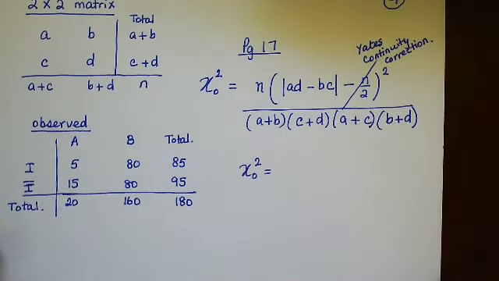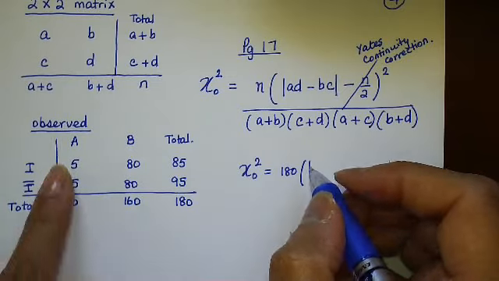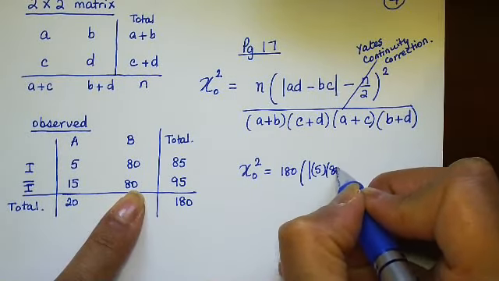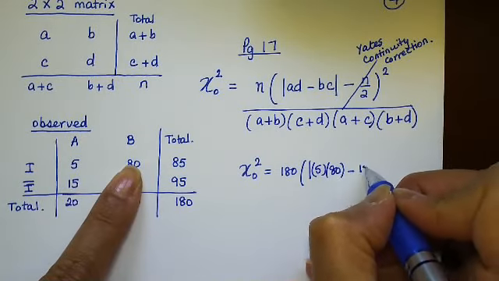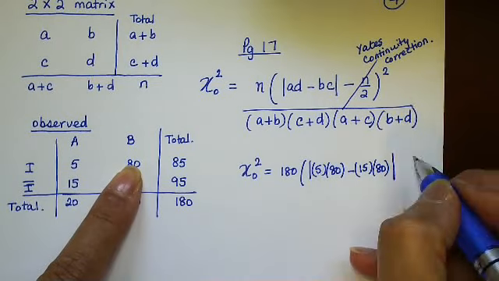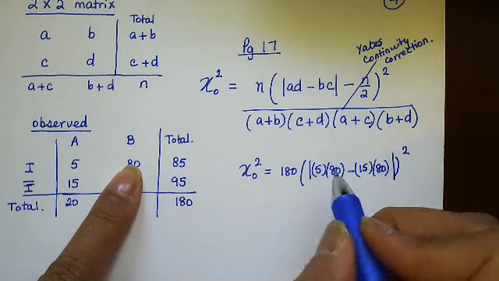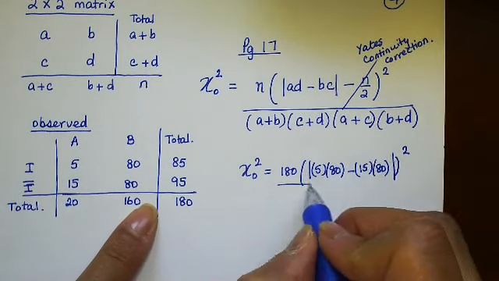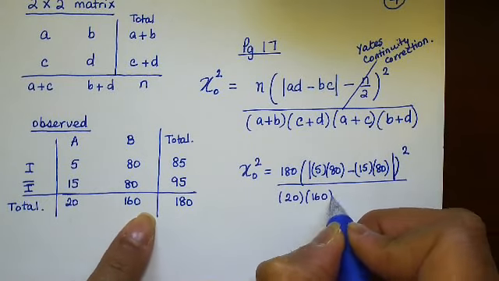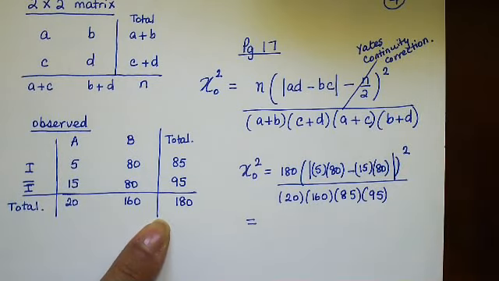Let's plug in. Chi-naught squared equals 180 times the absolute value of AD, 5 times 80, minus BC, 15 times 80. Close the absolute value. Forget the Yates continuity correction. Square this. Divided by all the row and column totals multiplied. So 20, 160, 85, and 95.